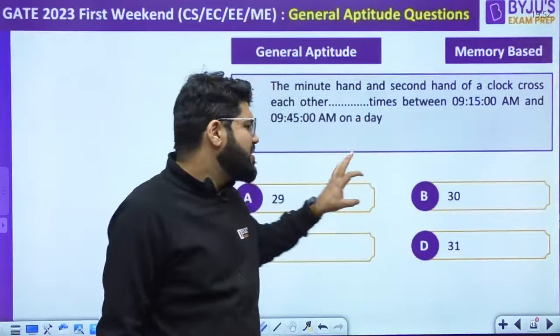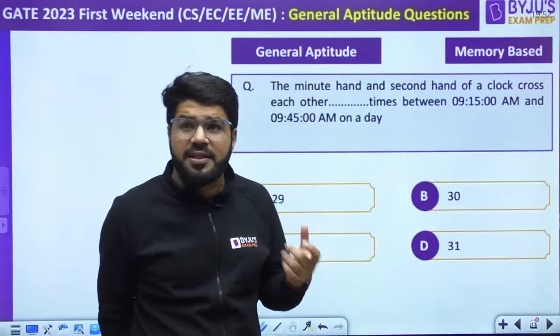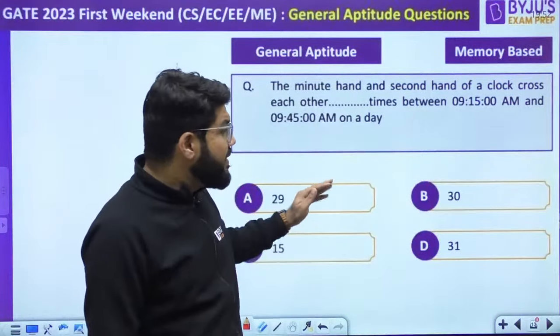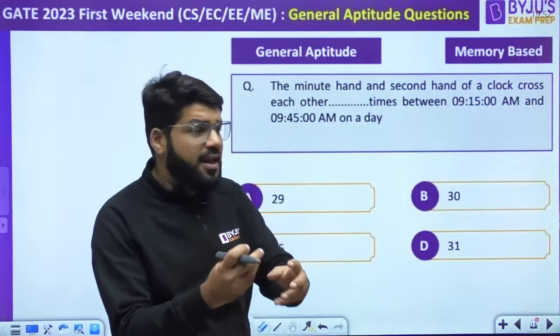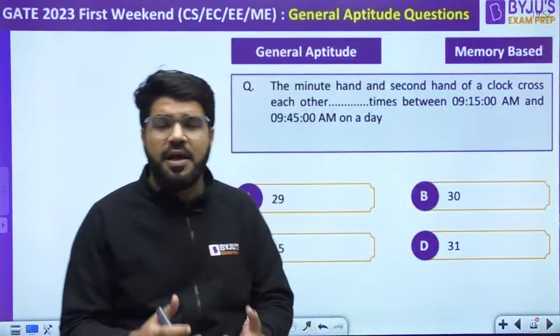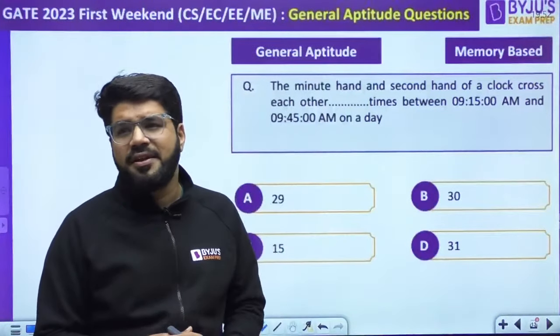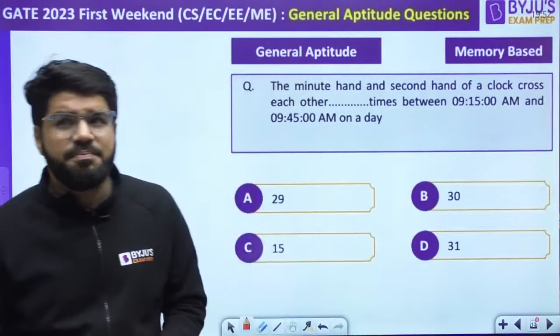Many of the students, just by looking into the options, got confused. They were getting 30, but 29 and 31 were given. Maybe some trick is there, maybe some extra overlap is there, should I give the answer as 31 or something like that? I'll tell you guys very simply.